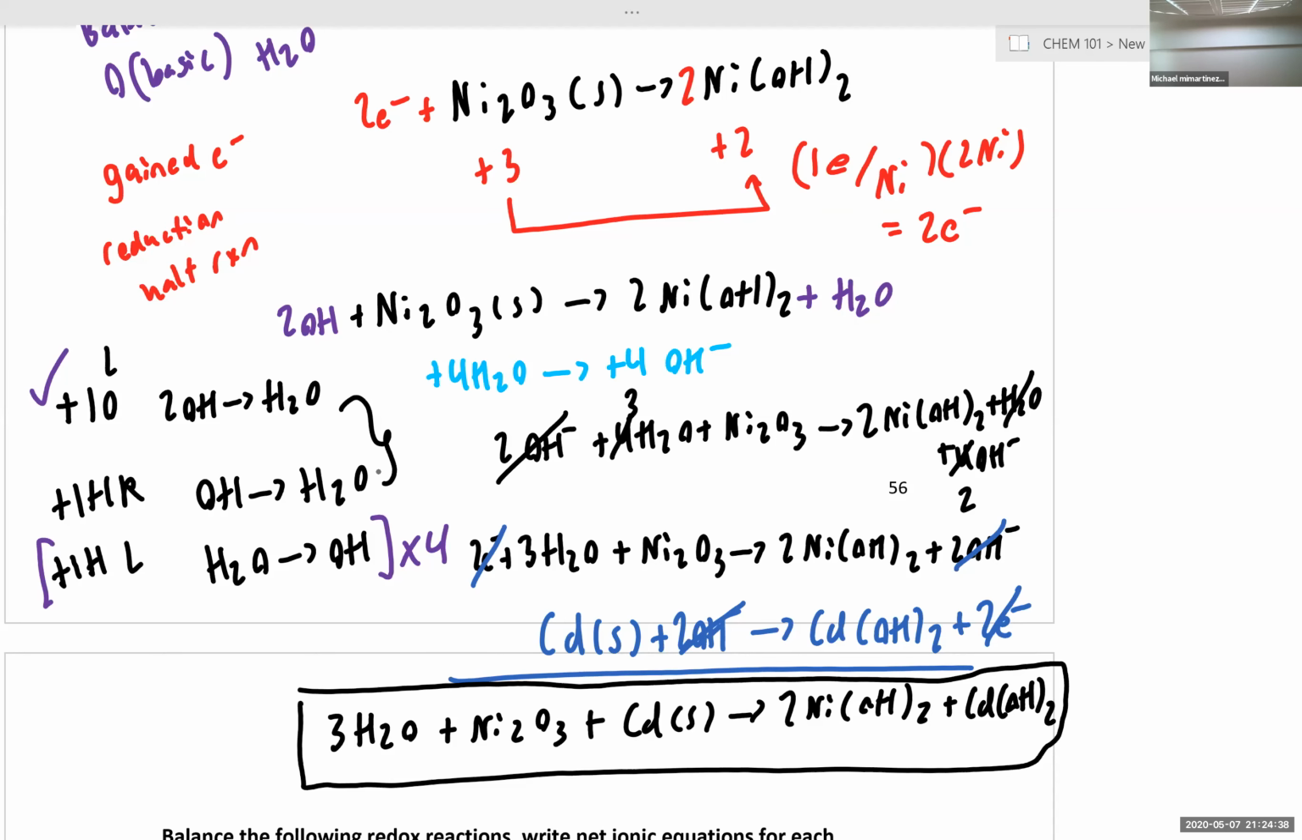Does this example make sense? Does the logic behind it make sense to everyone? Does everyone understand why we chose to add each of these motifs to each side of our equation to balance the number of oxygen and hydrogen atoms under basic conditions?